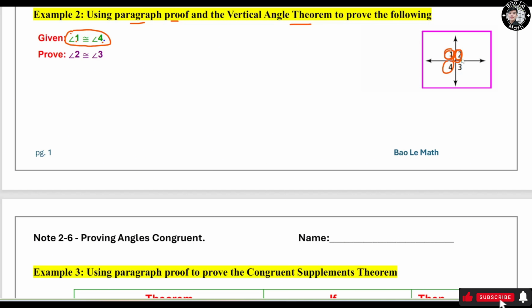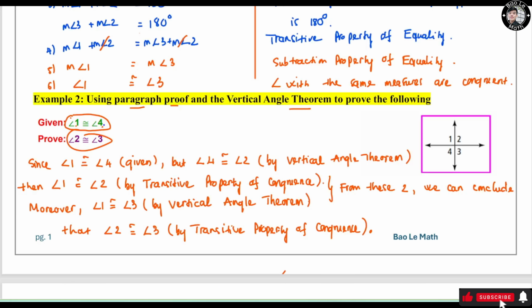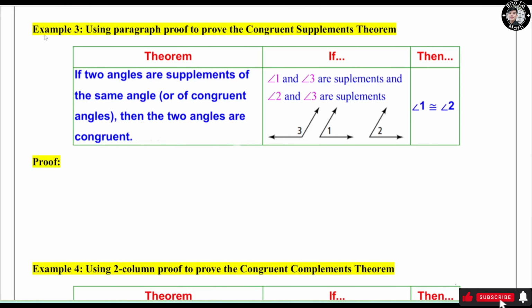But angle 1 is congruent to angle 3 by the vertical angles theorem. So then we can conclude that angle 2 is congruent to angle 3 by the transitive property of congruence. And that finishes the proof. Now let's move on to example number 3. Using a paragraph proof to prove the congruent supplements theorem.